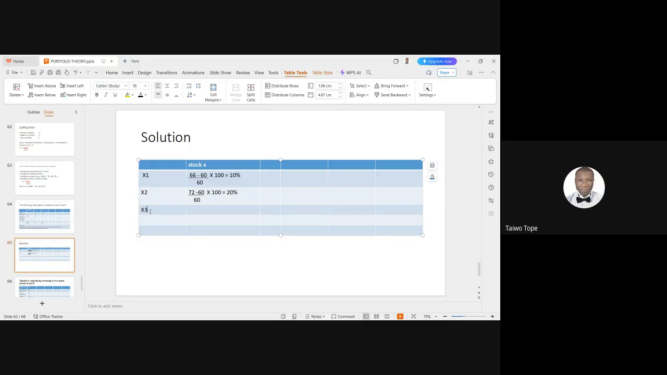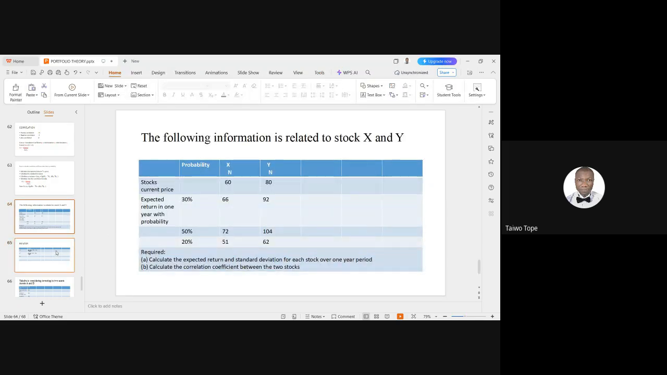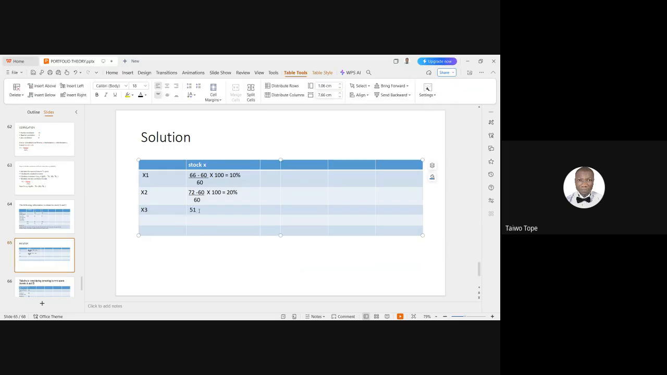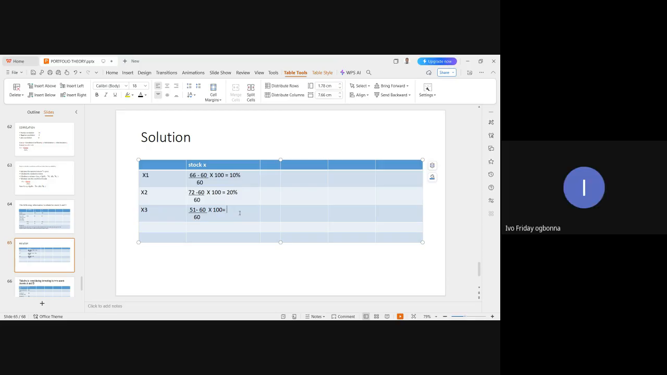When it is X3, it will be what? 51 minus 60, divided by 60, multiplied by 100. You have it as minus 15%. So based on these results, what will be the next step?